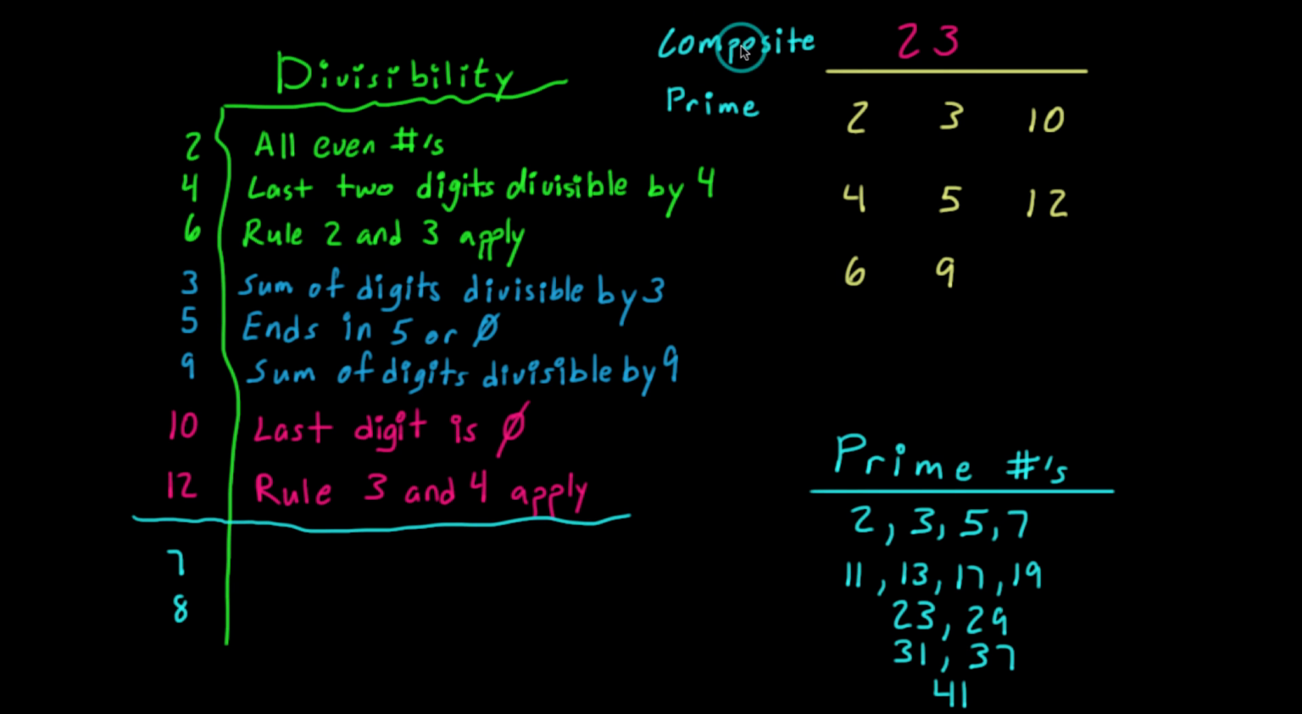I could find out if it's composite by running through the rules of divisibility. If the value is not divisible by any of the numbers in this list, also including the numbers 7 and 8, it must be a prime number.